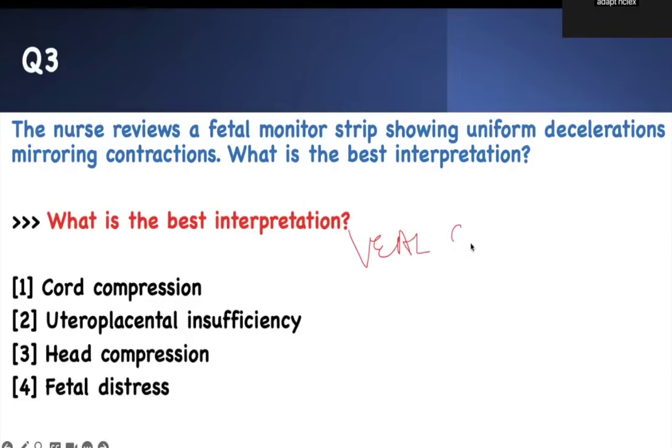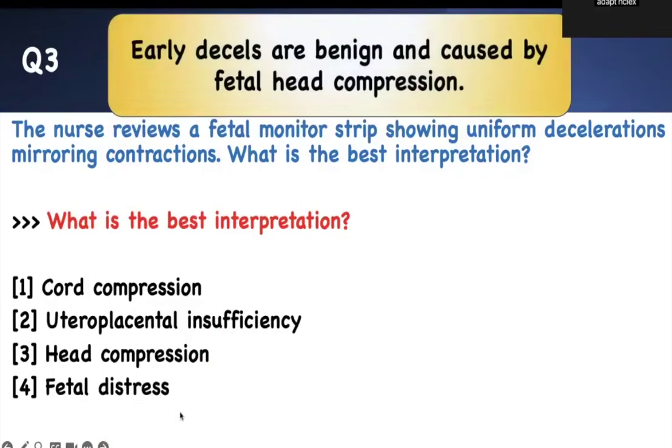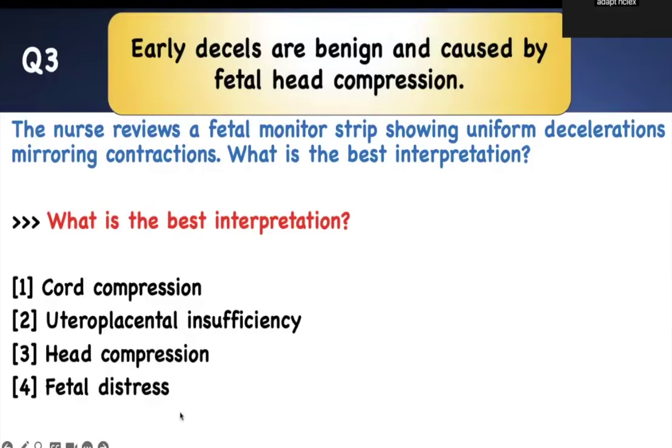You got to write your VCHOP mnemonic, right? Early deceleration is due to head compression. And therefore, the interpretation is head compression. This is how you answer this question. And therefore, early decelerations are benign and caused by what? Fetal head compression. Continue to monitor labor.